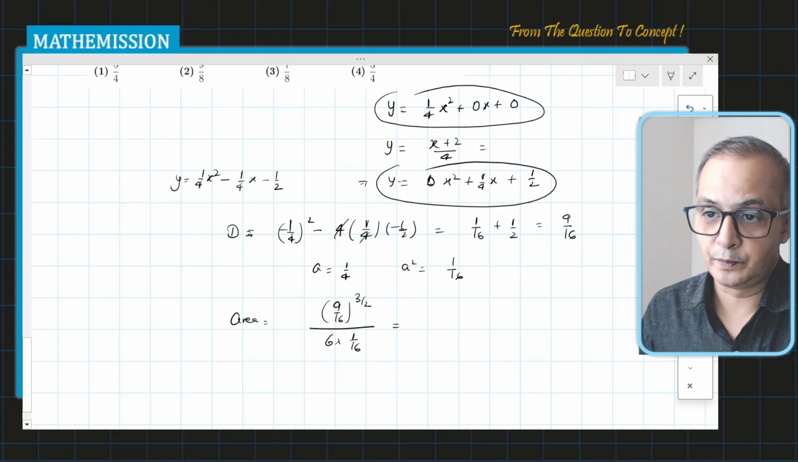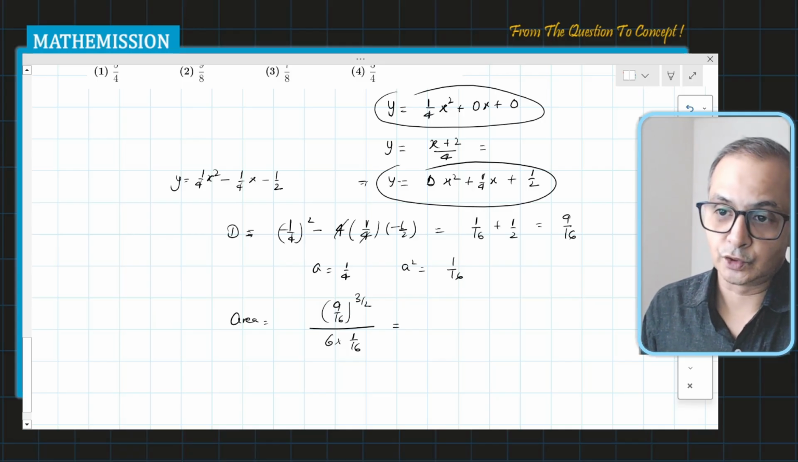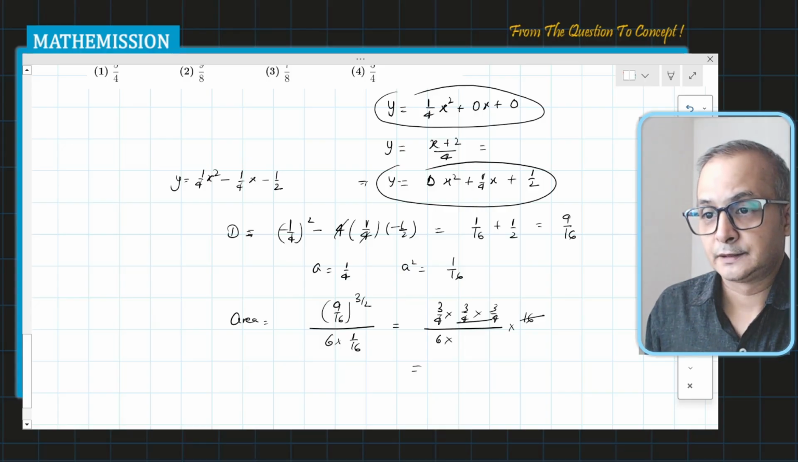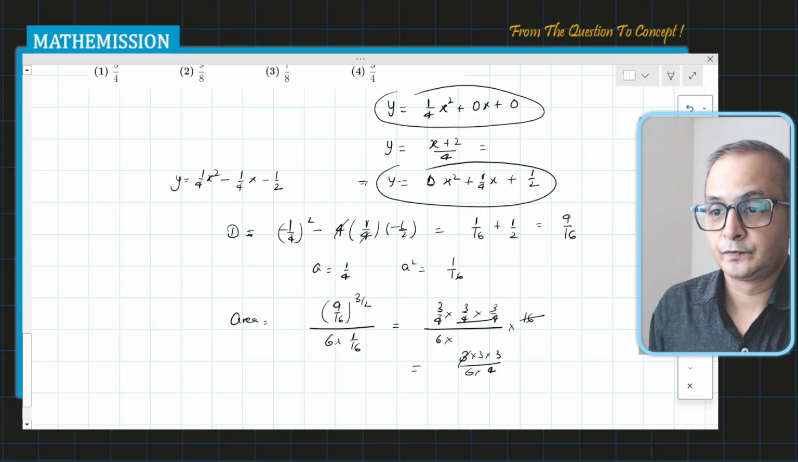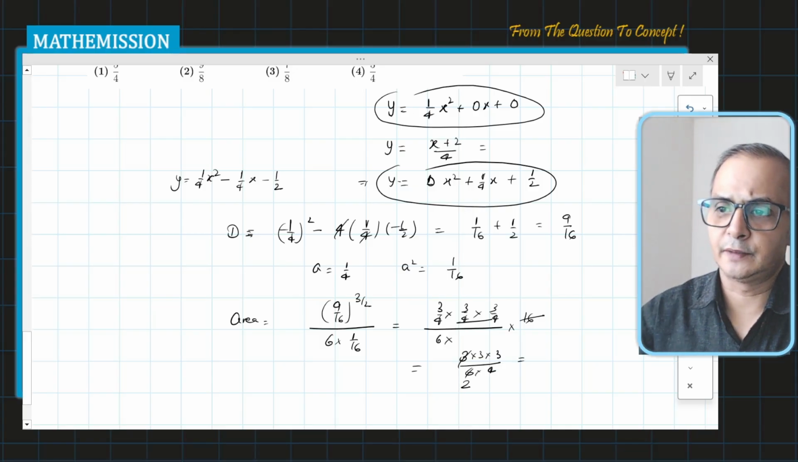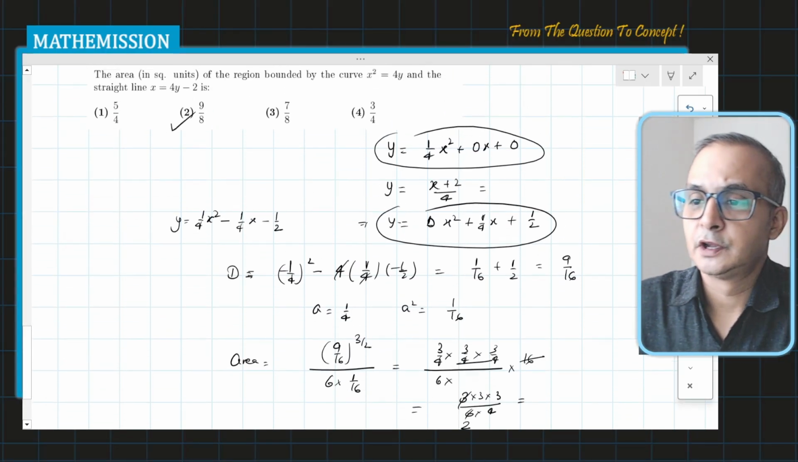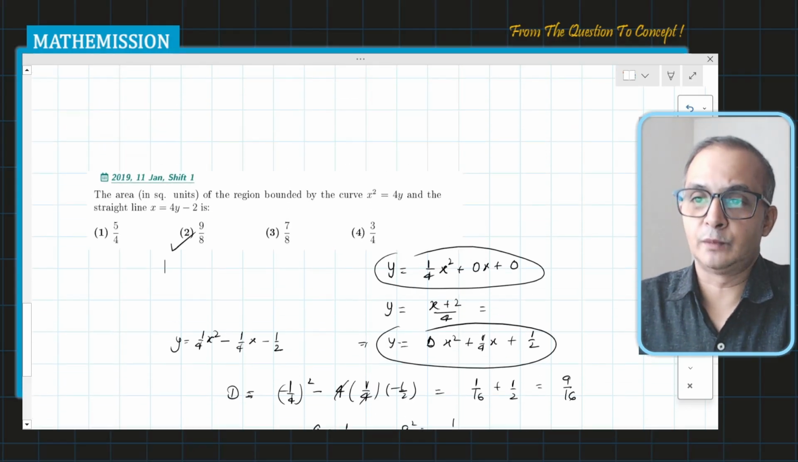So that is going to be, first I take the root and then cube, so 3 by 4, 3 by 4, 3 by 4, and in the denominator I have 6, and again this 16 will go on the top. Of course the 16s will get cancelled, and I have now 3, 3, 3 in the numerator, and 6 into 4 in the denominator, 3 to 6, so I'm getting 9 by 8 perhaps. I have done a mistake, I don't know. 9 by 8, yes, is already in the options. So in this way this formula is useful.